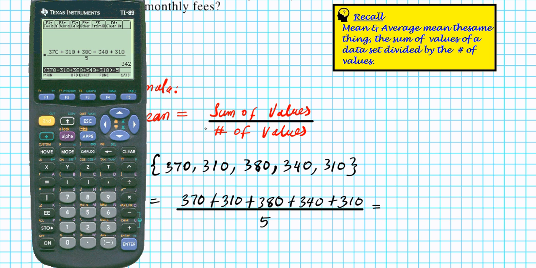If you wanted to do it separately, some calculators can group expressions together. You have to do it one line at a time. If you add the numerator, you end up with 1,710 divided by 5. Okay? And then your final result will be 342. That is the mean of the 5 fees from the different colleges.